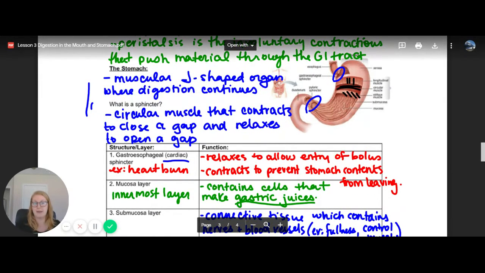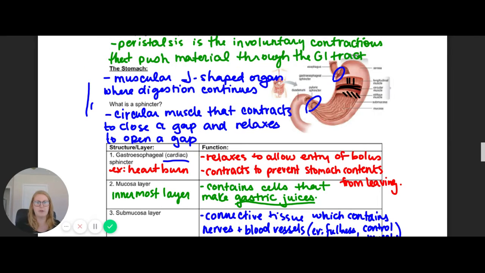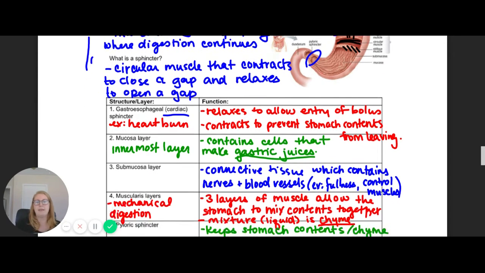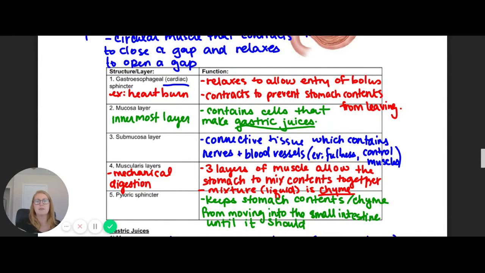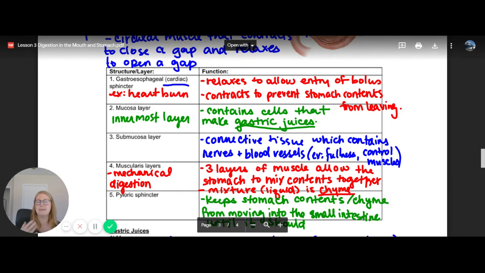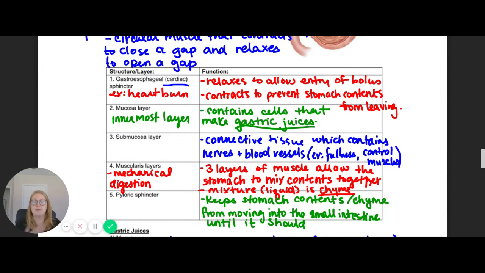These muscle layers that I'm mentioning here, we're just going to see them on the diagram. You can see on the very innermost surface, we call it mucosa. And mucosa is a very bumpy surface. It has cells that make the gastric juices. I'm going to talk about gastric juices in just a second, but these are the enzymes, the acid, all the things that go into helping digest food in the stomach.